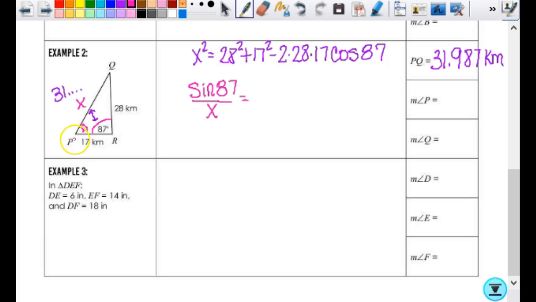So it would be the sine of angle p over what? 28. And so then when you cross multiply in your calculator, you literally do divided by and then recall x. You don't have to push the alpha key at all.